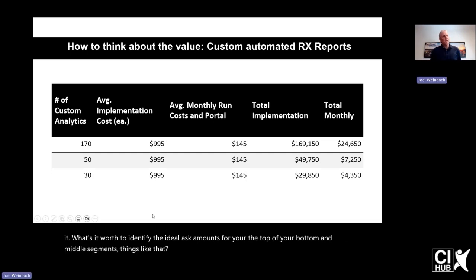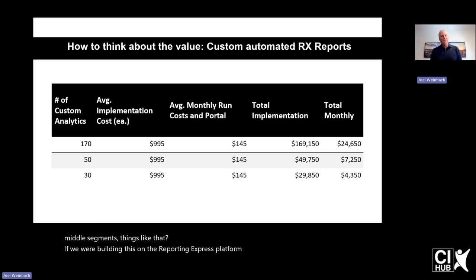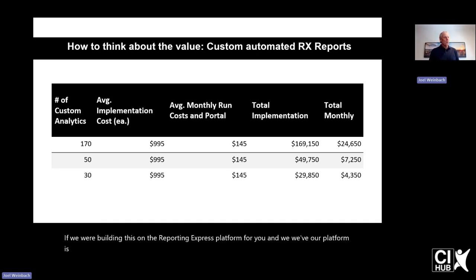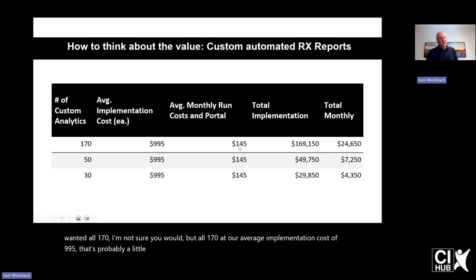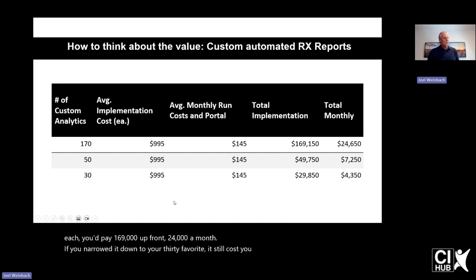If we were building this on the Reporting Express platform for you, and our platform has delivered over 100 million automated reports in the last 5 years for customers. If you wanted all 170, I'm not sure you would, but all 170 at our average implementation cost of $995, that's probably a little bit low, and the average monthly runtime and portal costs of $145 each, you'd pay $169,000 up front, $24,000 a month. If you narrowed it down to your 30 favorite, it'd still cost you $30,000 up front, $4,300 a month.